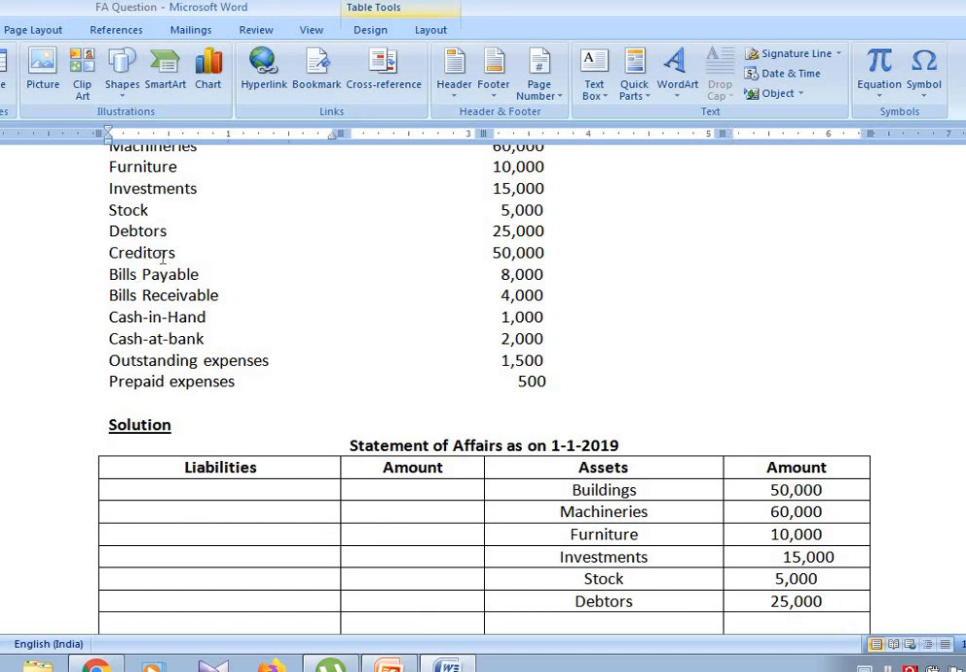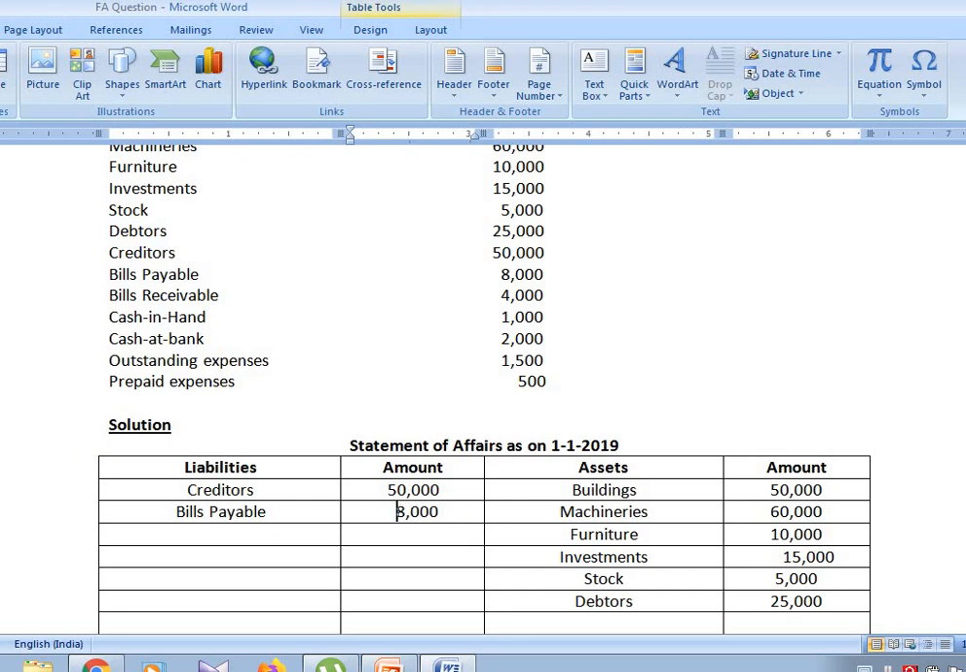Next, what do we have? Creditors. Where do we record creditors? Creditors come to the liability side. What is the amount of creditors? It is 50,000. Next is bills payable. Where do we record bills payable? Bills payable is a liability, so we record it to the liability side. The amount of bills payable is 8,000.